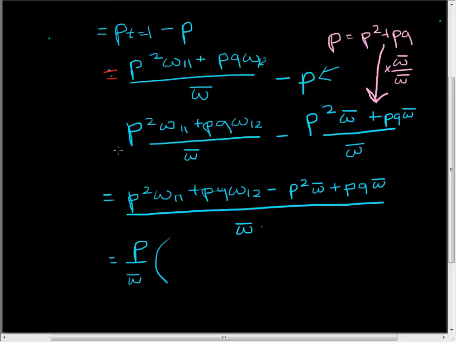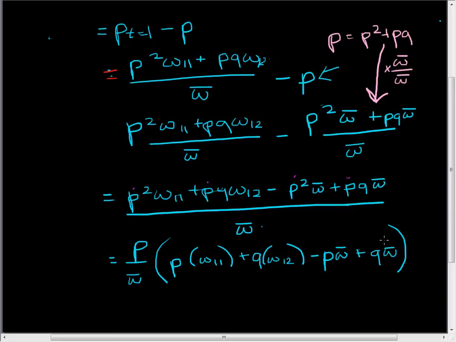So I'll put little dots above all the P's. So here's 1, 2, 3, and 4. So we're going to pull all of those out of our equation now. And so we end up getting just regular P times omega 1 1 plus Q, because we got rid of that P, times omega 1 2 minus just regular P, because we got rid of one of the P's, times average fitness plus Q times average fitness. Okay.